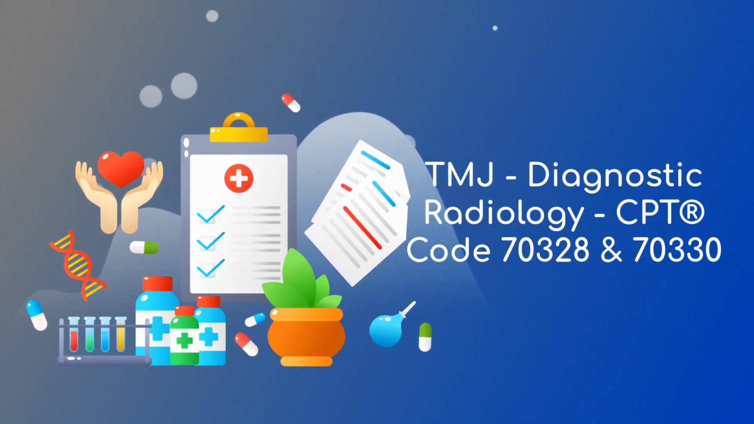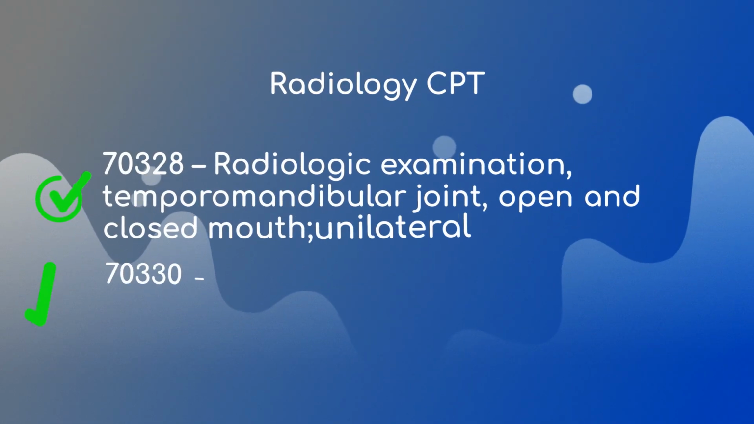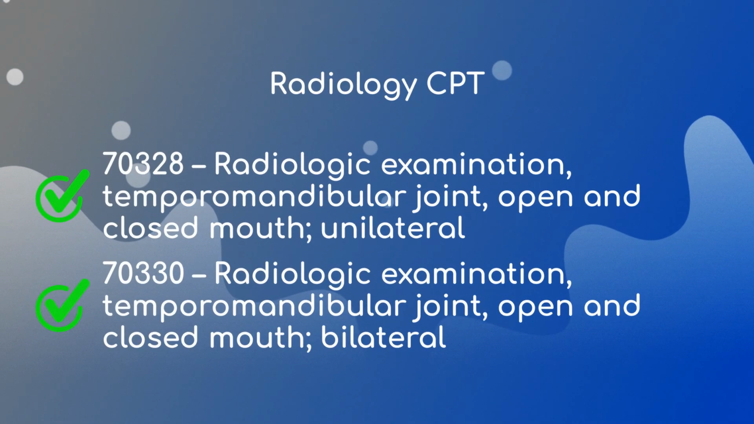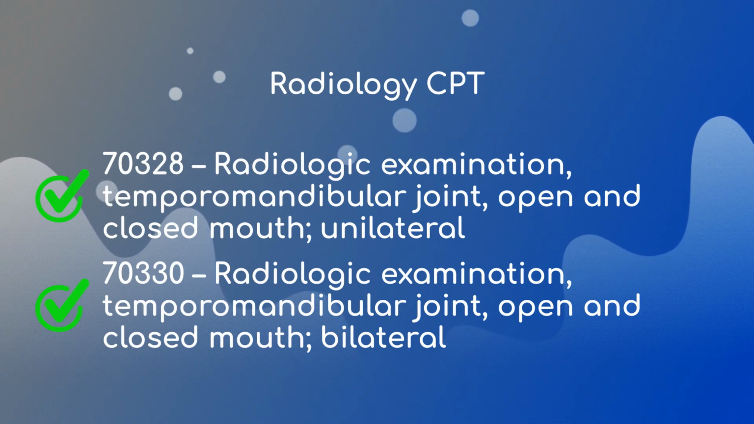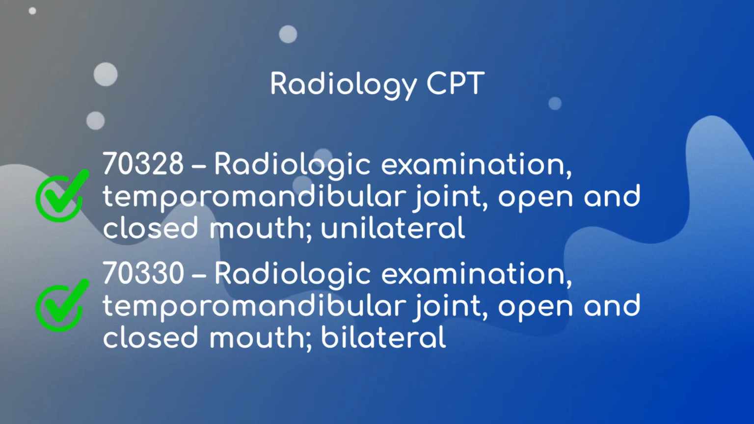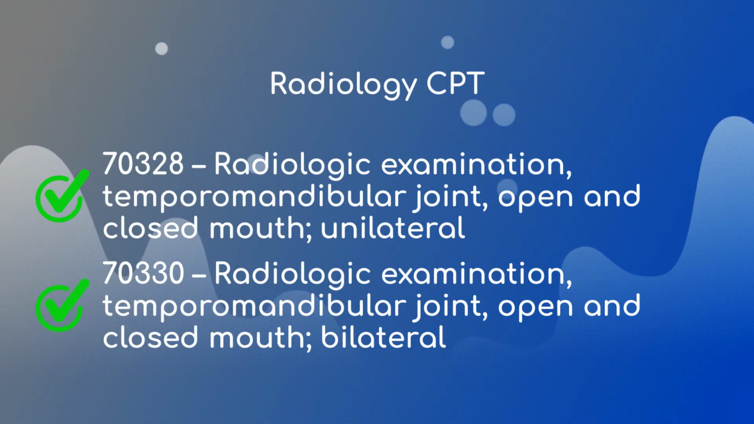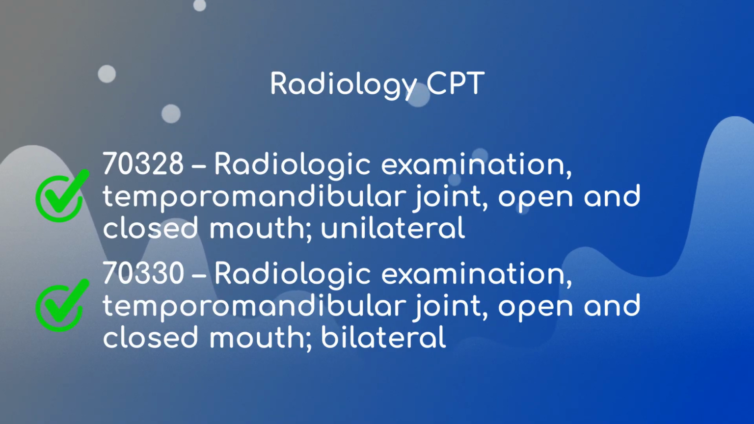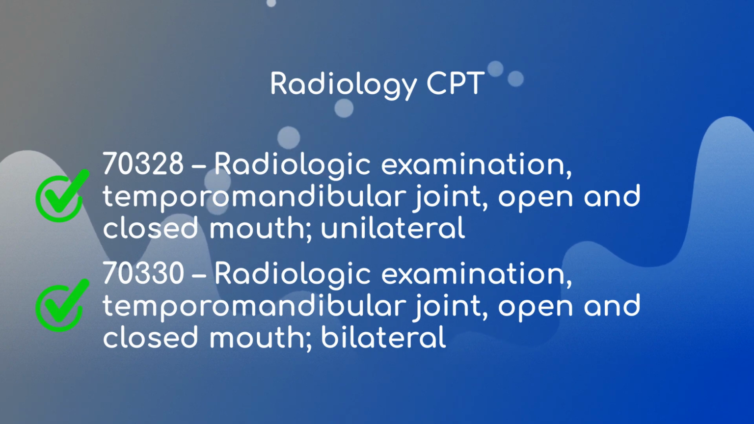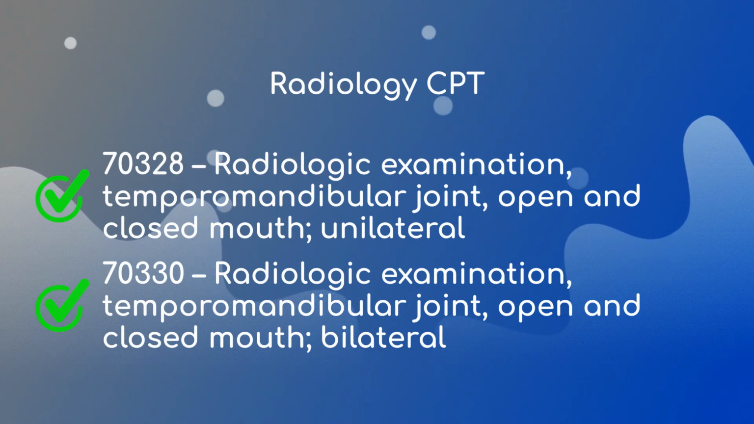Let's get started. When coding for TMJ imaging, two CPT codes are typically used: 70328, radiologic examination, temporomandibular joint, open and closed mouth, unilateral. This code is used when imaging is performed on one side only, either the right or left temporomandibular joint. It includes two views, one with the mouth open and one with the mouth closed, to evaluate joint function and alignment on the affected side.